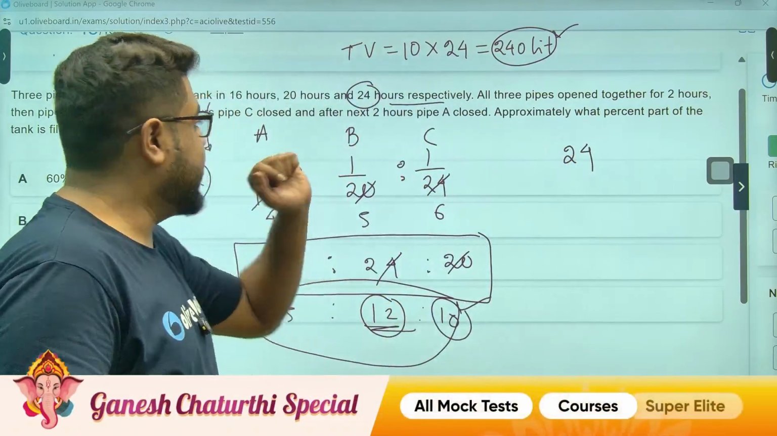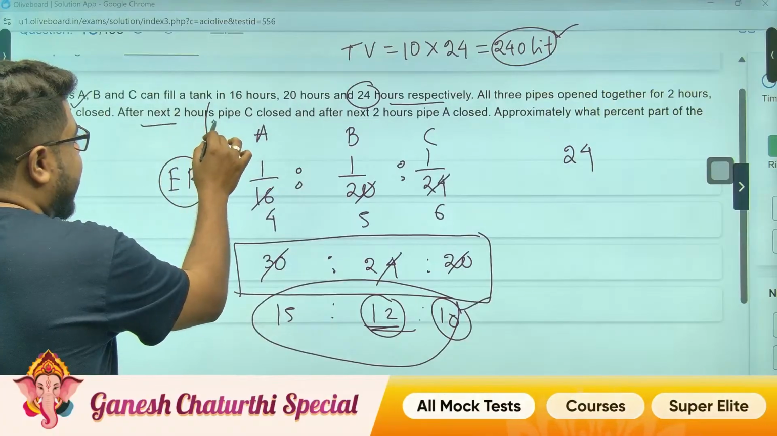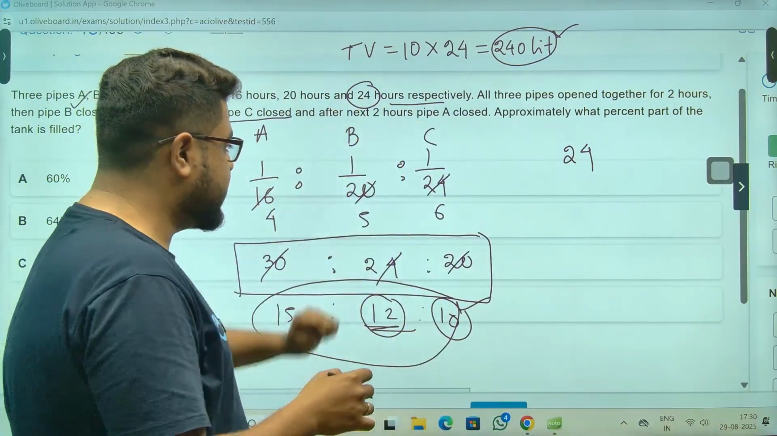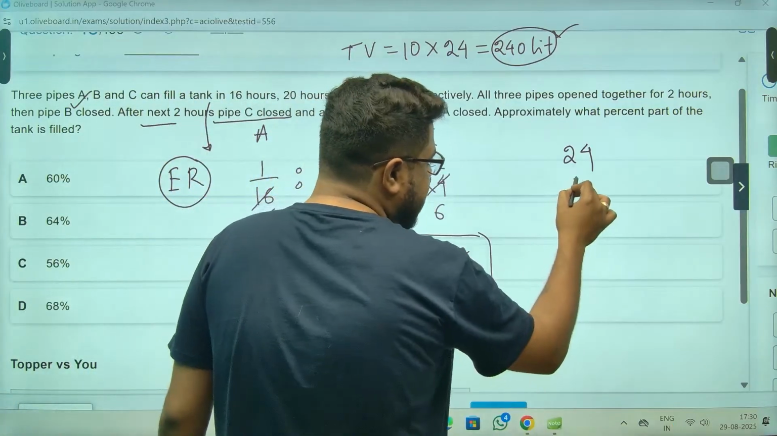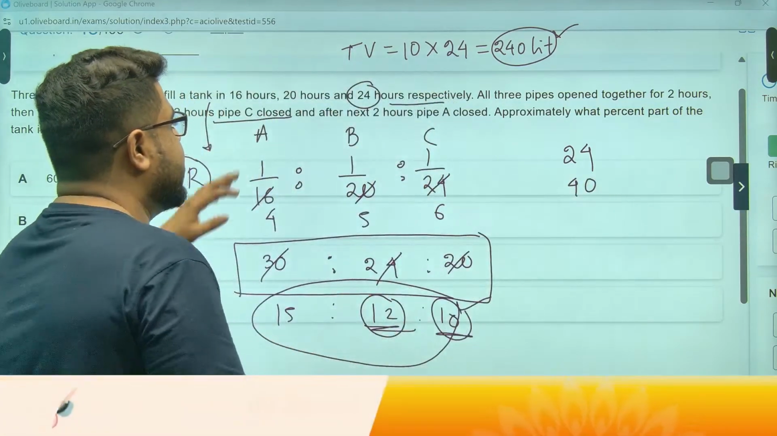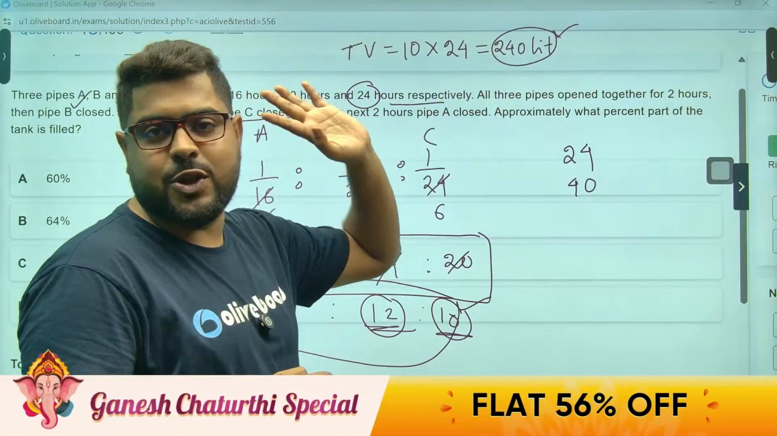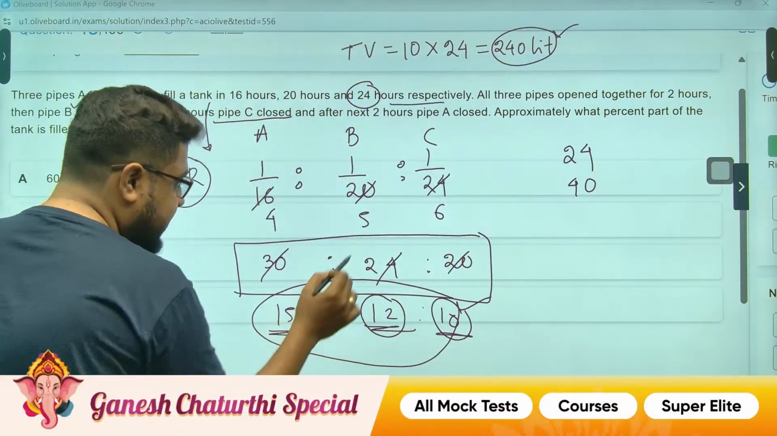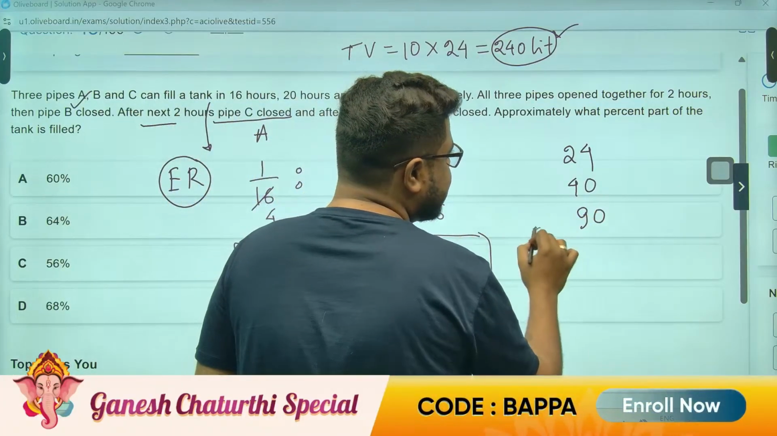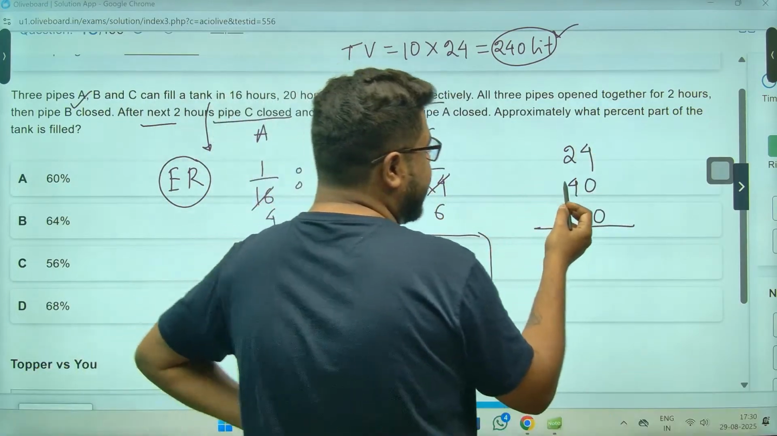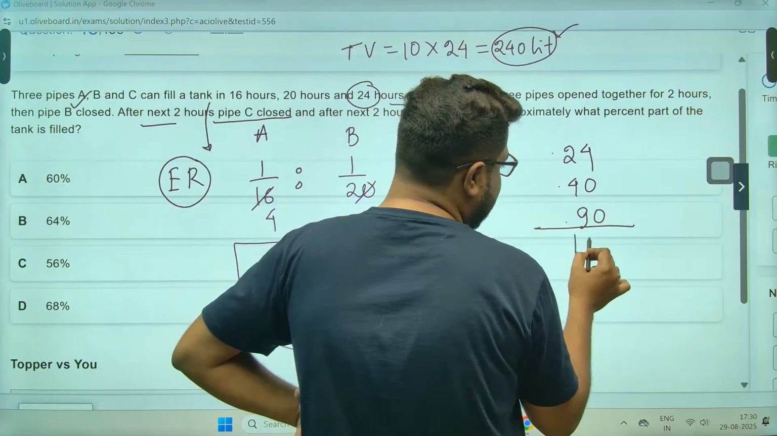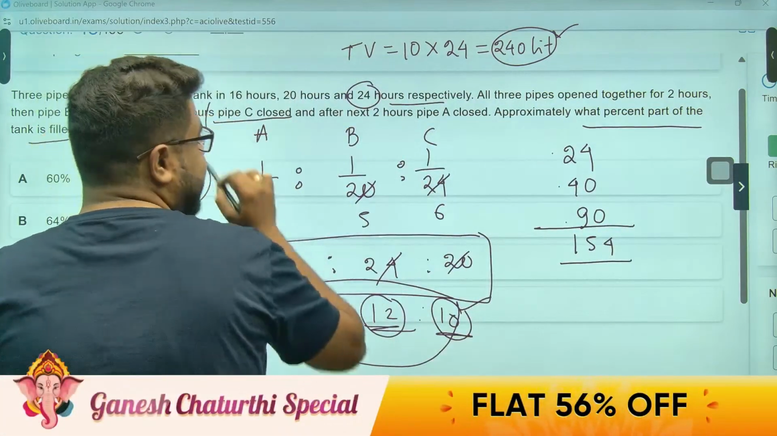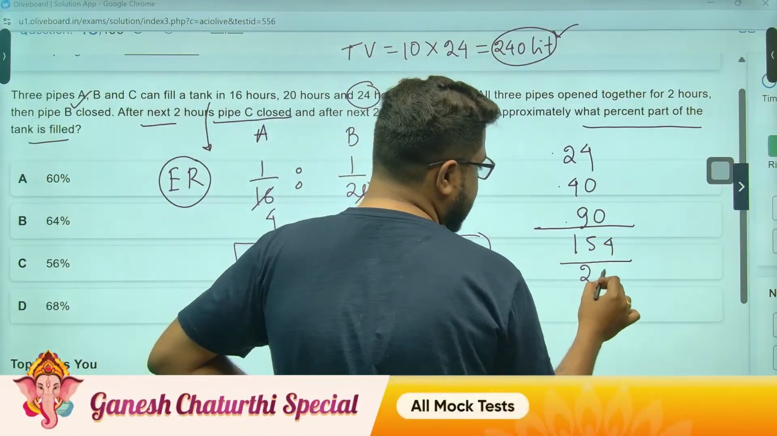A and C are still open. After the next 2 hours, pipe C was closed, meaning C was open for 4 hours. In those 4 hours, C will fill 40 liters. After the next 2 hours, A was also closed, meaning A was open for a total of 6 hours. 6 15s are 90 liters. So 130 and 154 liters have been filled. They are asking what percentage was filled. 154 filled out of 240.